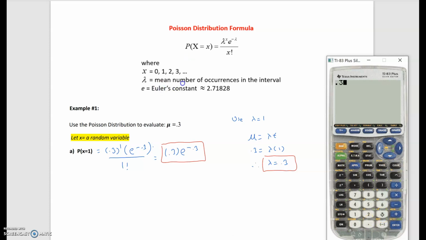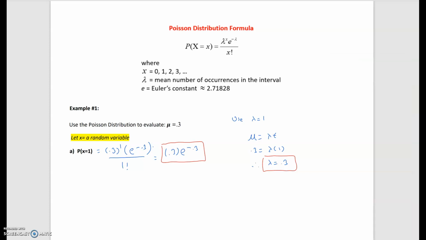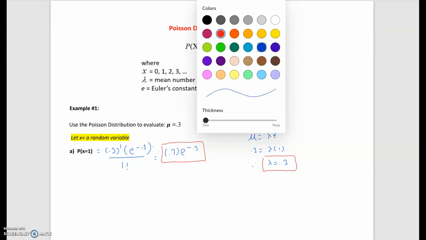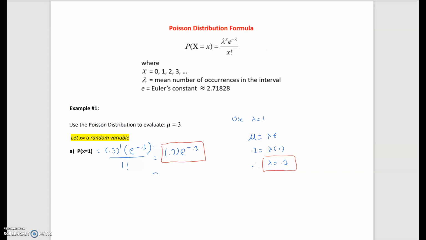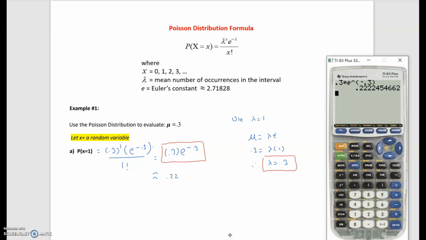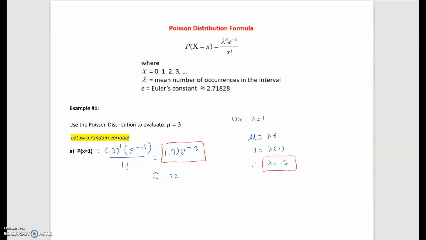In this case, we need first the 0.3 times the e, which is in the ln button. So second and ln, and then negative 0.3. Close that. And evaluating this formula, we're going to get the approximate of 0.22. So we would simply say on this one, approximately 0.22. There's like four 2s. 1, 2, 3, 4, yeah.